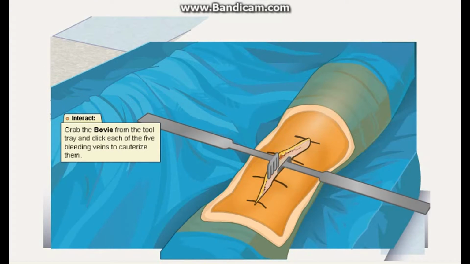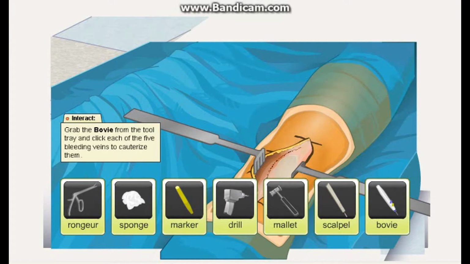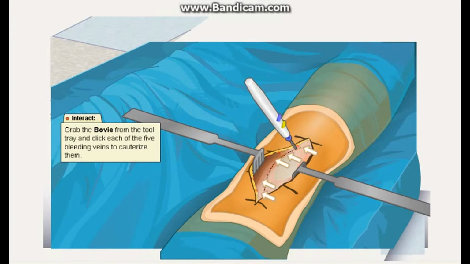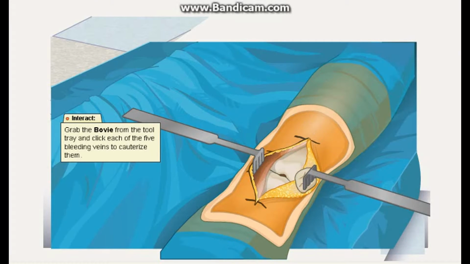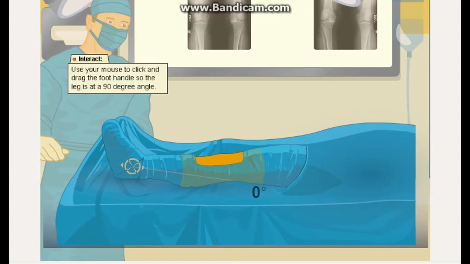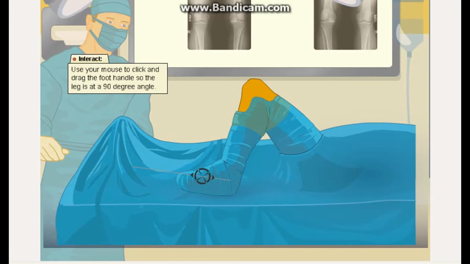Let's use the Bovie pencil to cauterize the veins. This will help decrease blood flow into the surgical field. The rake retractors fold the skin and tissue out of the way, exposing our patient's knee. To operate, we need the patient's knee elevated and bent so the bones are fully exposed. Now the leg is at the proper angle.